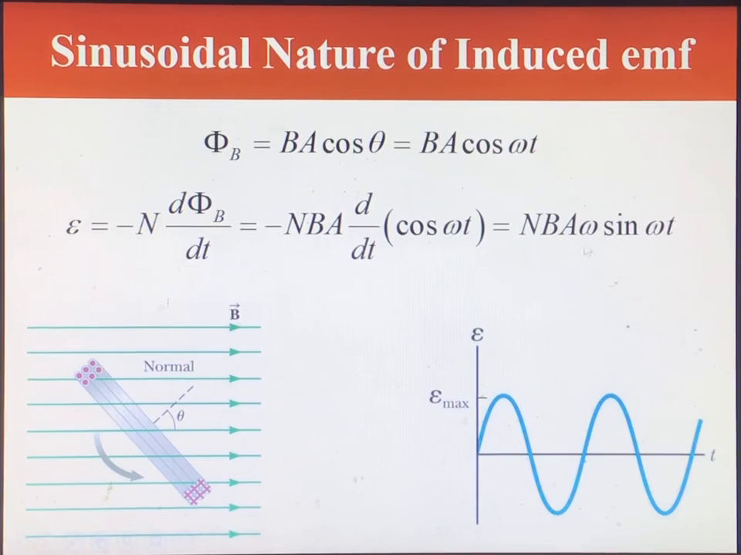So if we plot this function, or if we plot the electromotive force on the graph, we notice that it's going to look like a sine curve with some maximum right here, and this maximum can be calculated as n, the number of turns, times the strength of the magnetic field, times the cross-sectional area of the loop, times omega, where omega is just the angular speed.